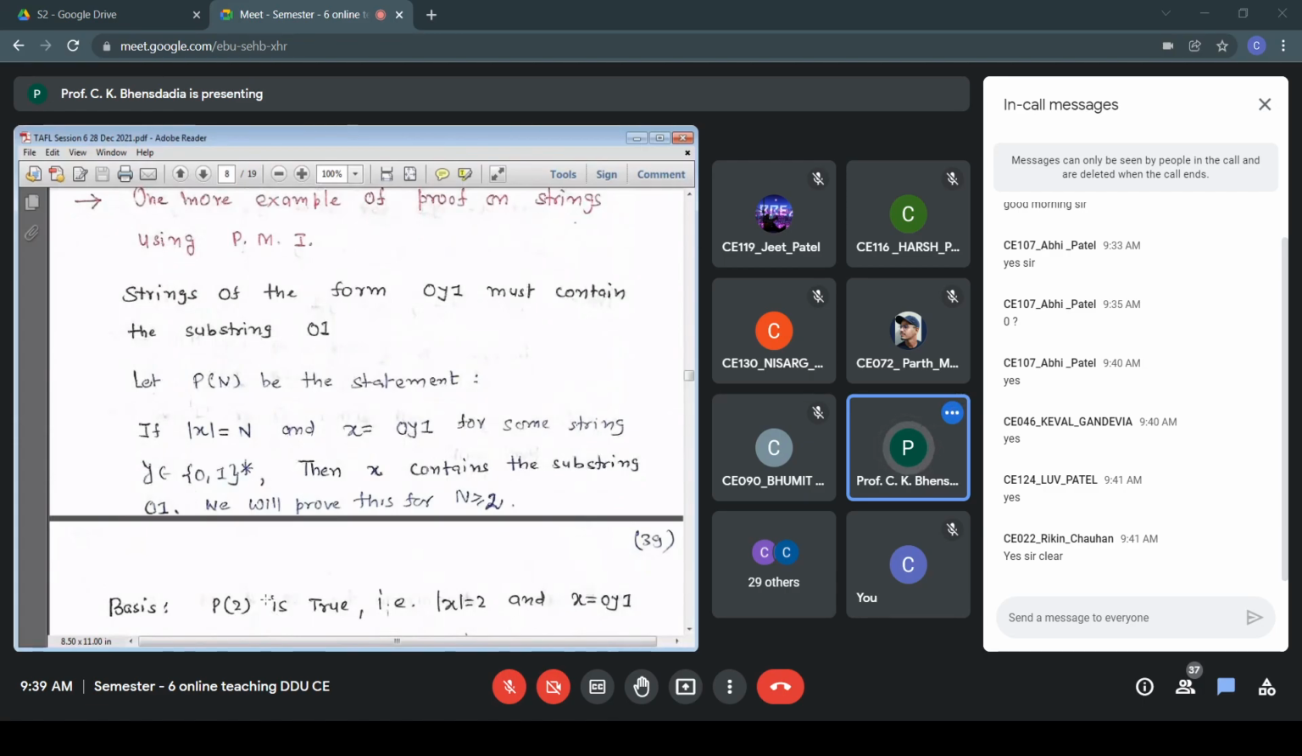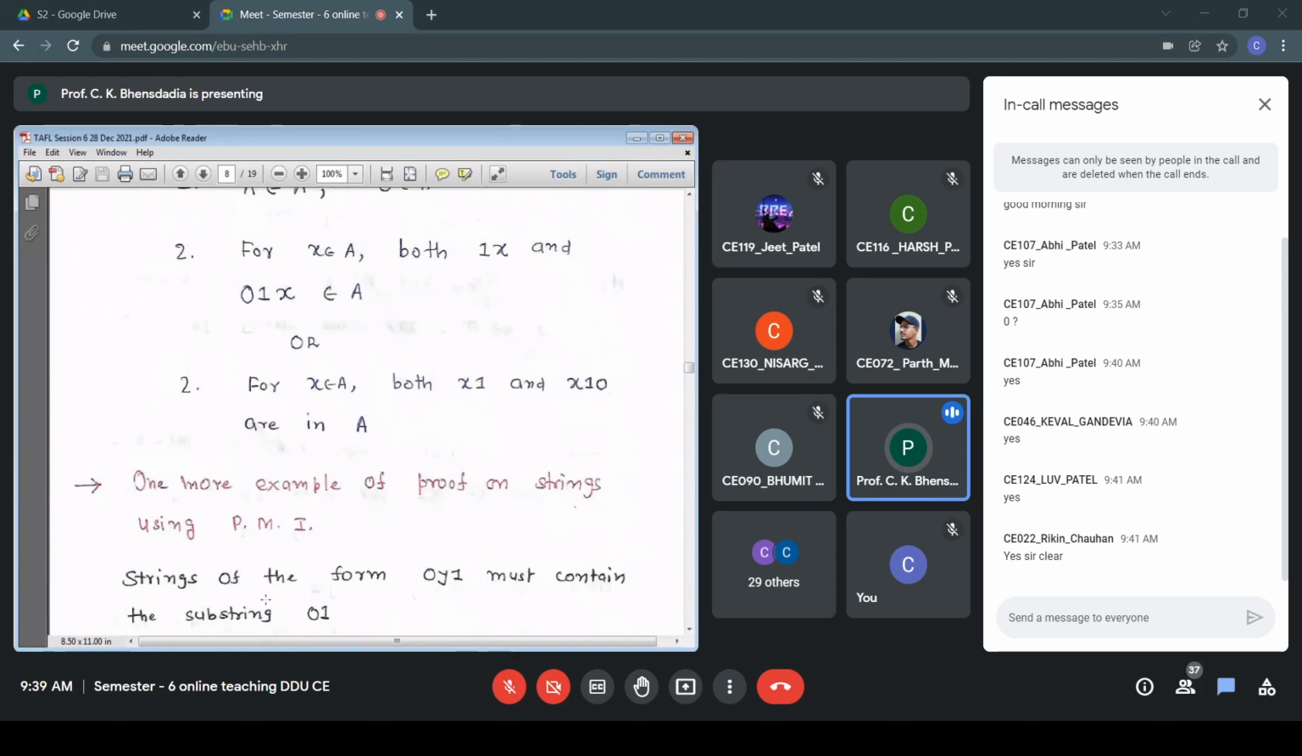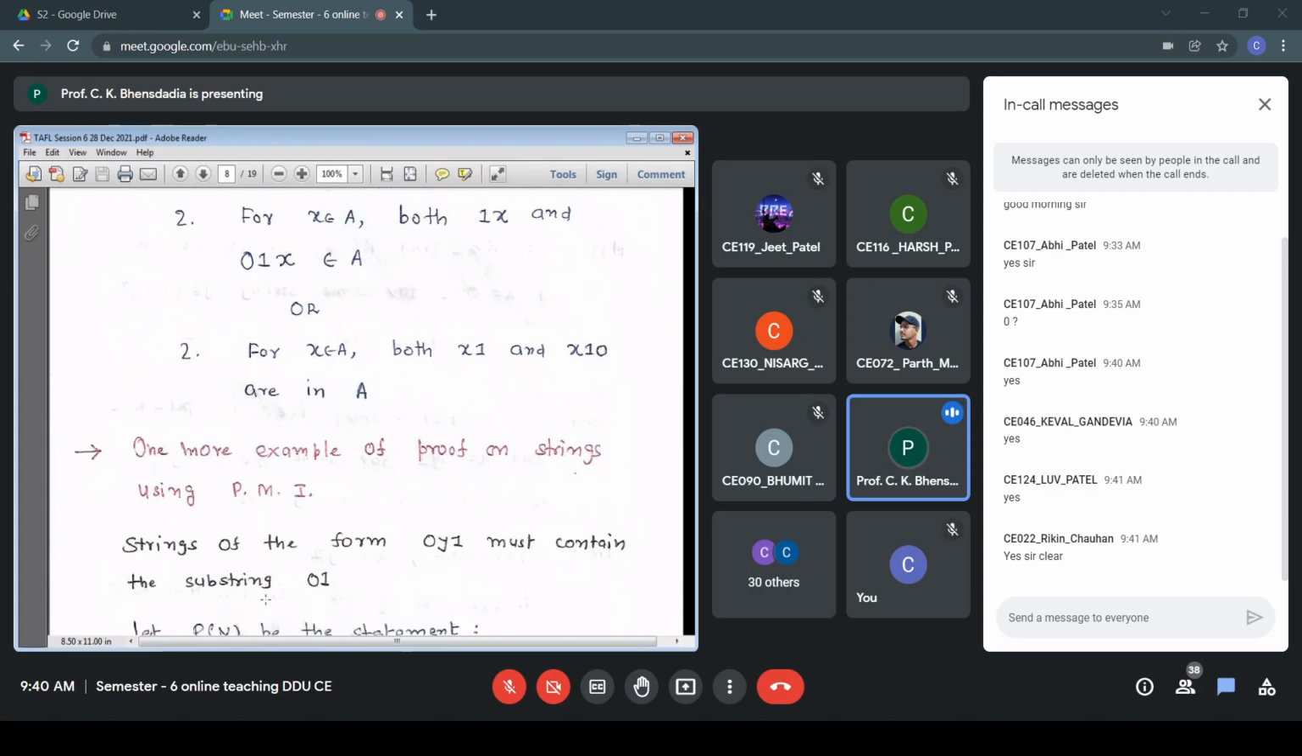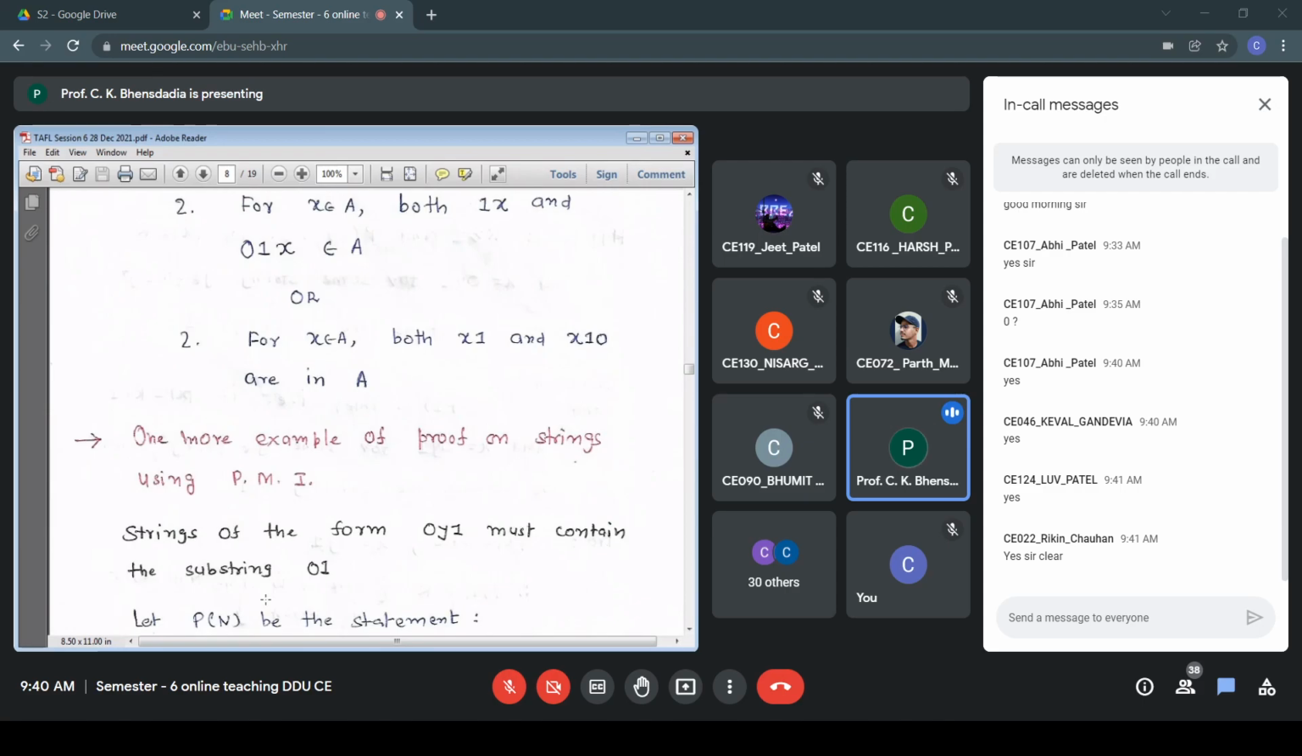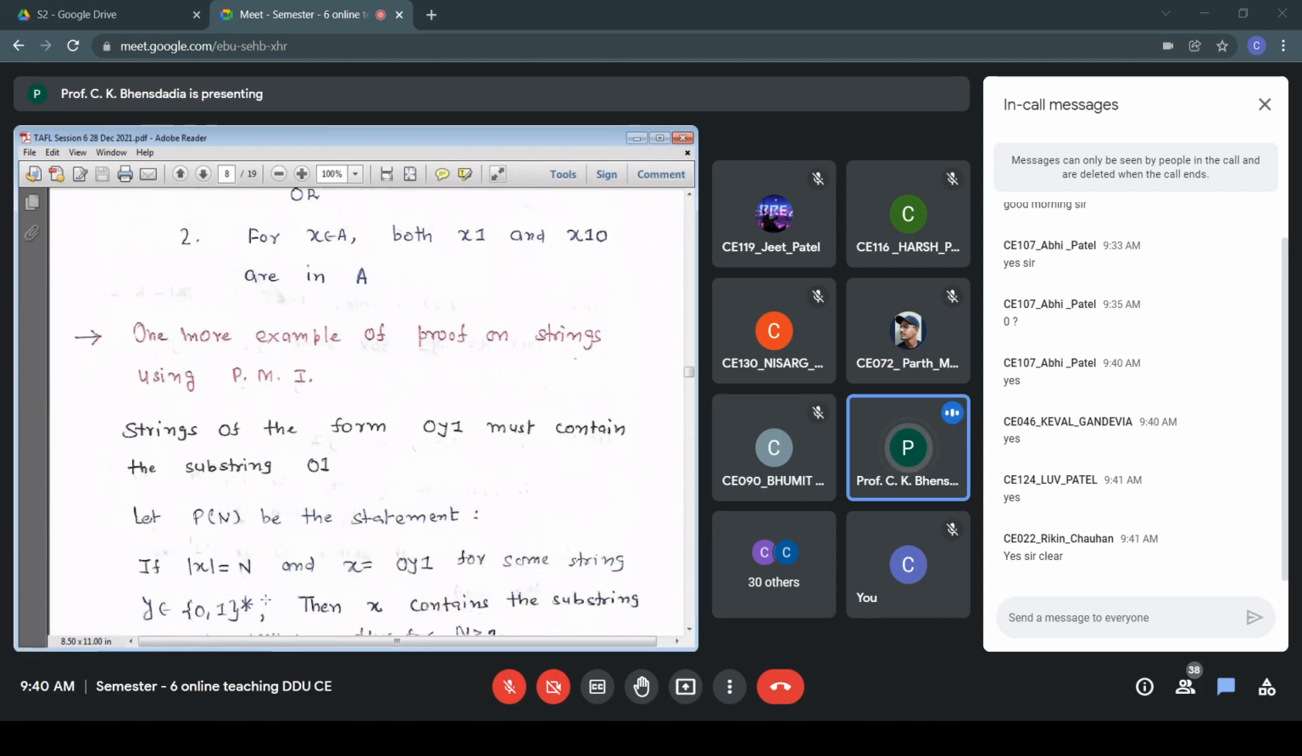Strings of the form 0y1 must contain the substring 01. This is our statement. So another example of a proof using PMI involving strings. Once more, we don't have integer n present. Once again, we take the length of the string as our integer n. The induction is on the length of the string, and here is the statement Pn.